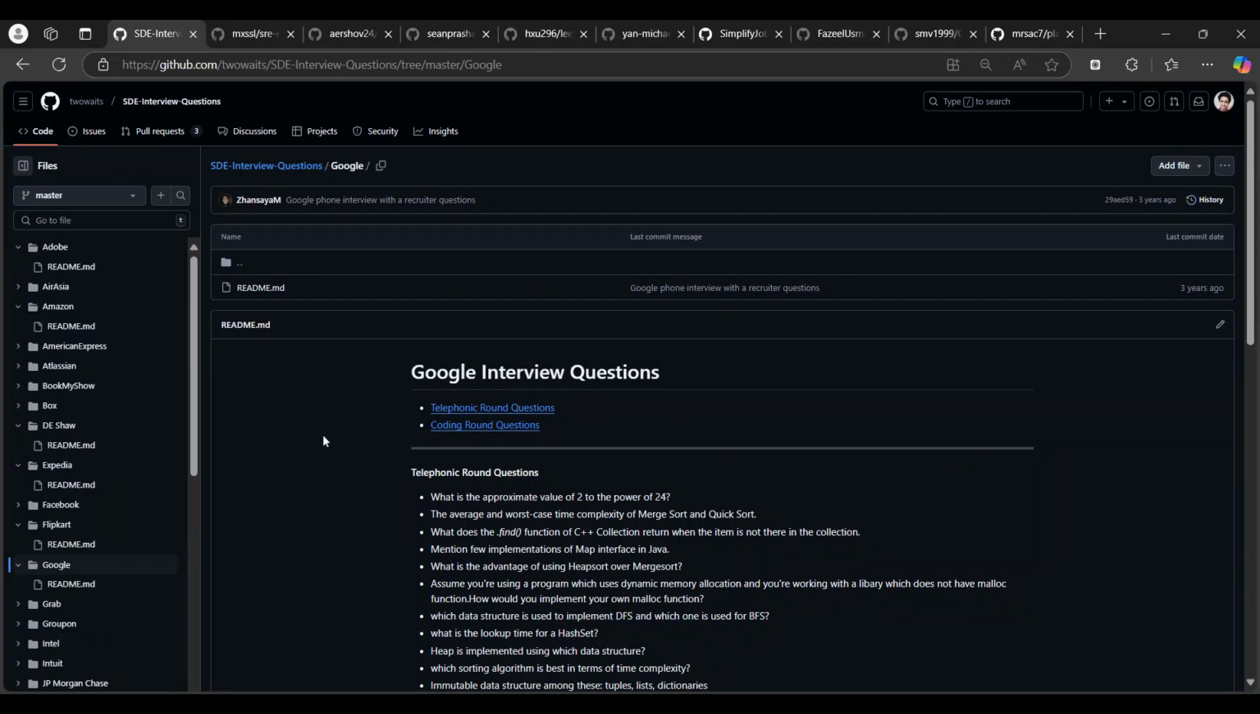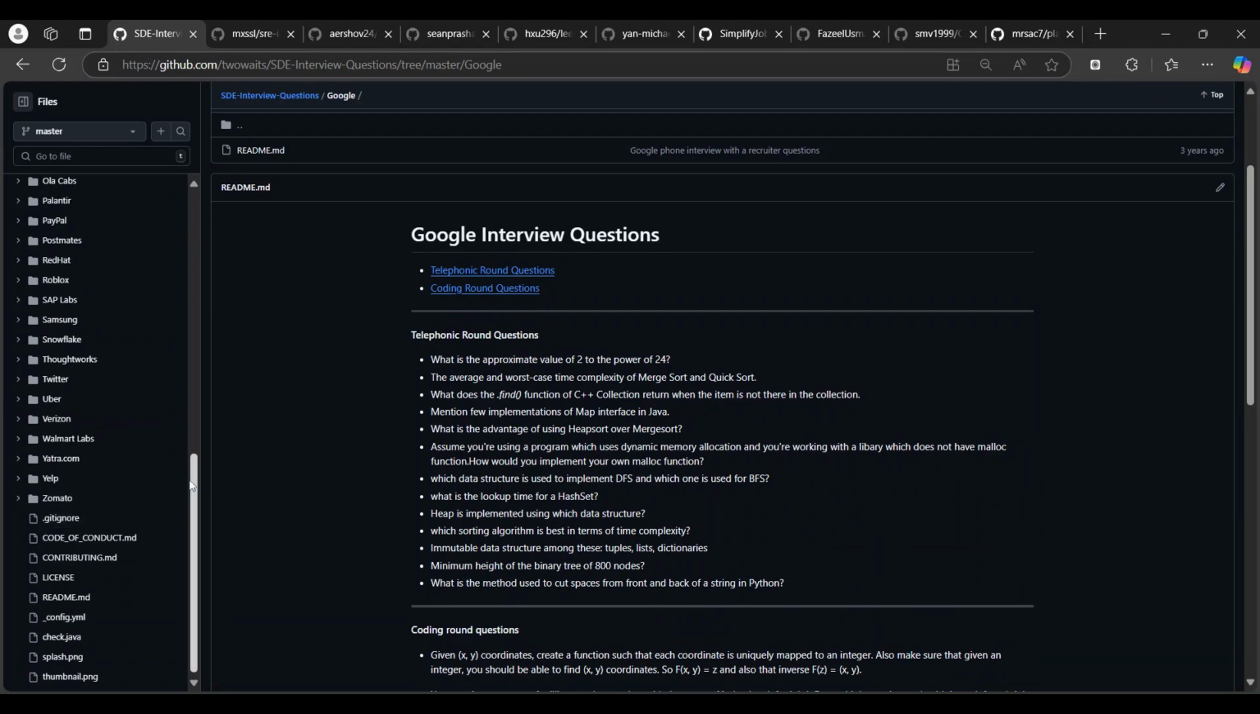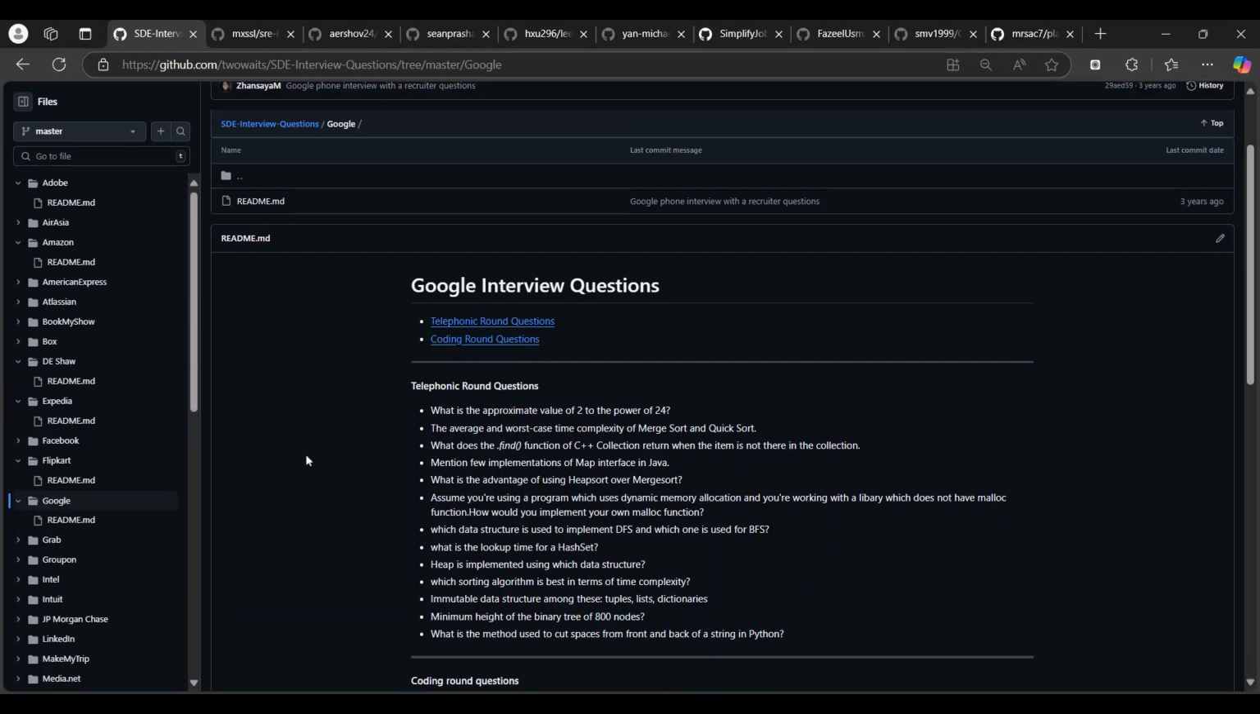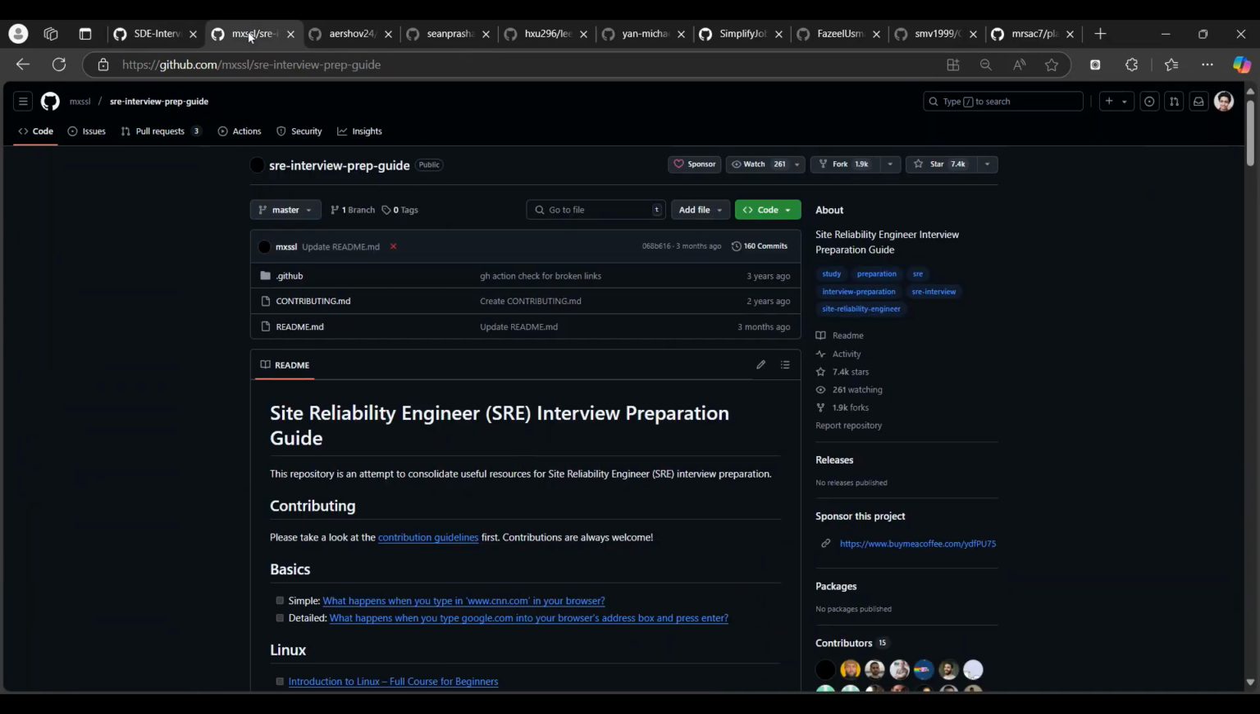So in general, what I have shown, right, you can spend some time and prepare for other companies also, and see what questions different companies have asked, right? So this is all about this GitHub repo. Moving forward to the next GitHub repo, that is MX.